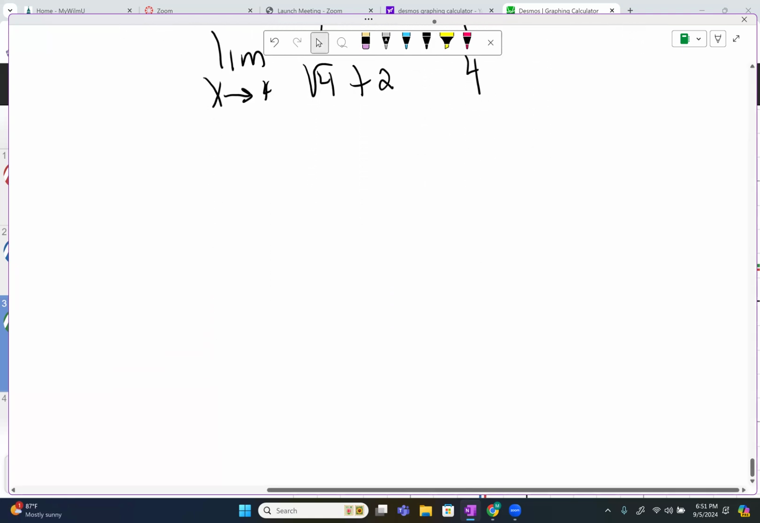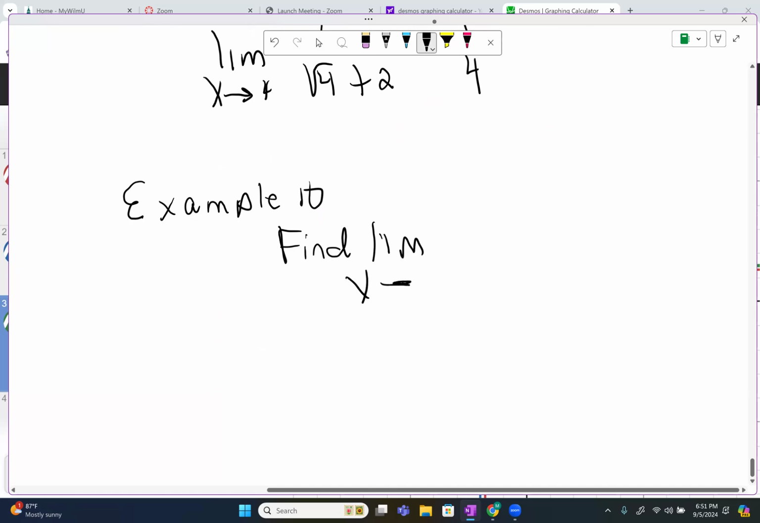The next one, example 10. In example 10, we have, again, find the limit as x approaches 1 of x squared minus 2x plus 1, and this is over x minus 1 cubed.